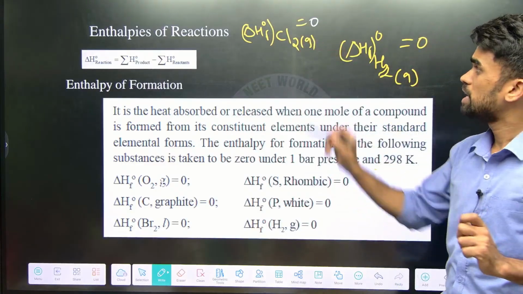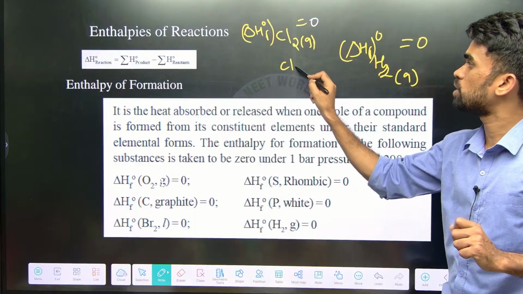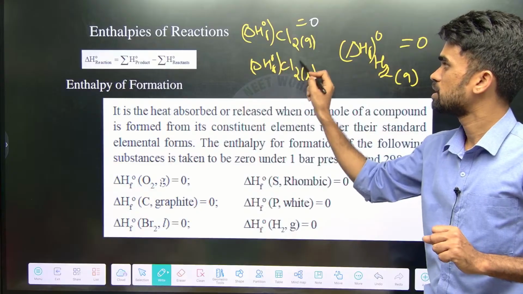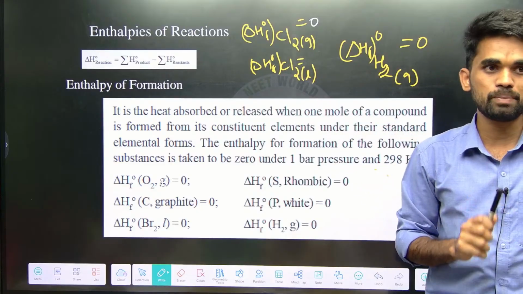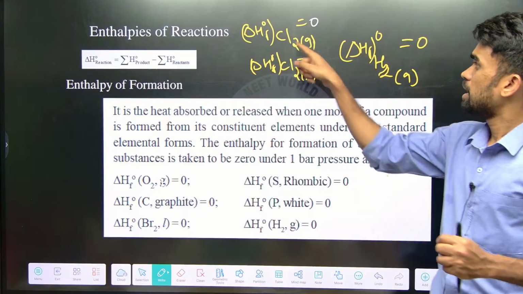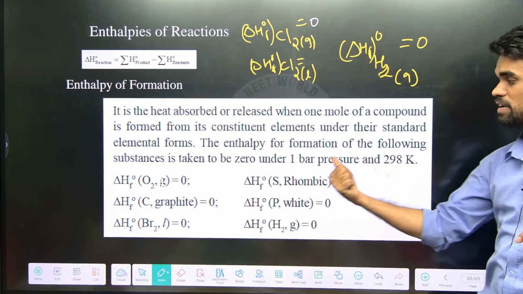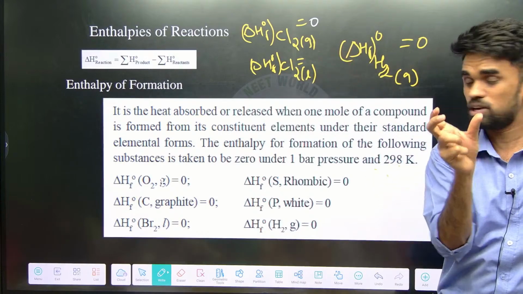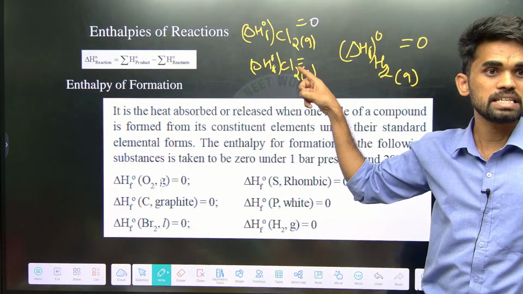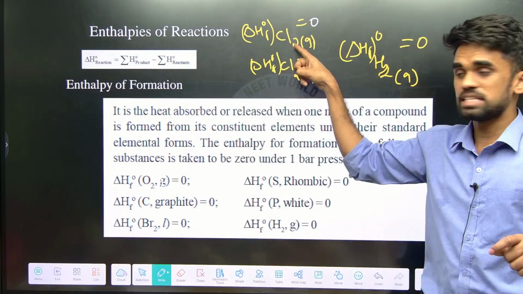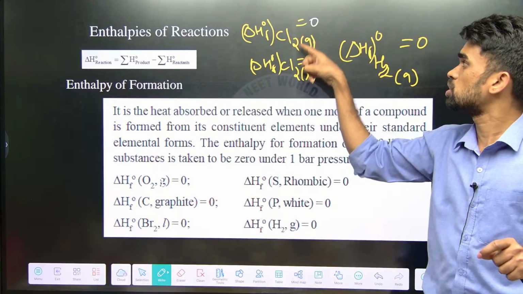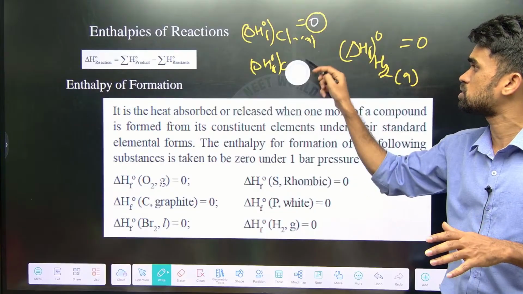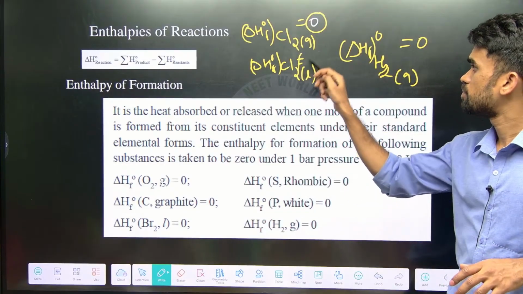Okay. So now instead of writing gas here, I am writing chlorine liquid. What will the enthalpy of formation be? Will it be 0 or not? It will not be 0. Why will it not be 0? See, at 298 Kelvin and 1 bar pressure, that is standard temperature and pressure, how does chlorine exist, gaseous state or liquid state? Gaseous state. So in the gaseous state only it will be 0. If I mention liquid state, it won't be equal to 0.